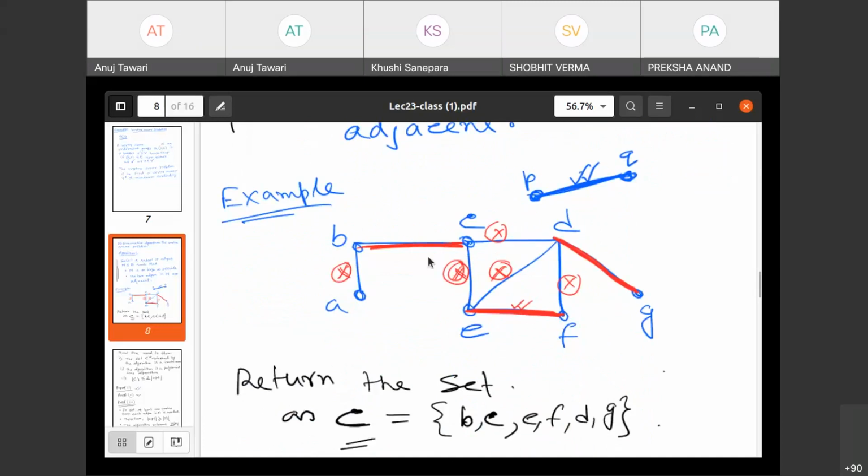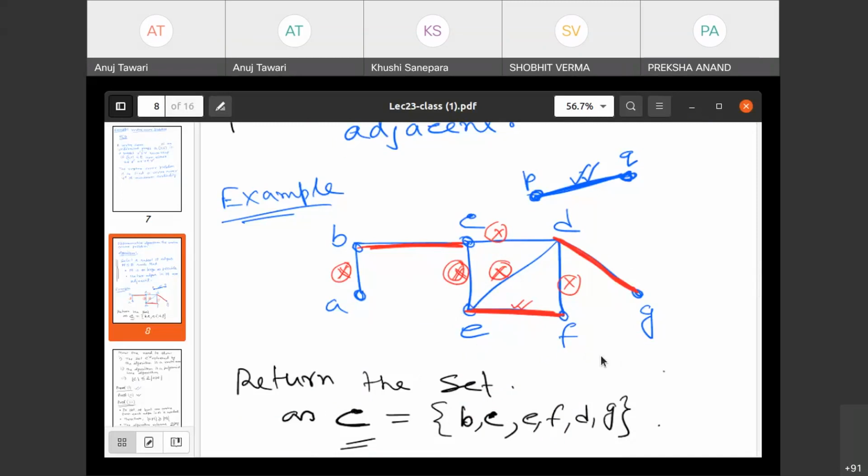So the edges which we have selected are BC, EF, and DG. Okay. So we output both the endpoints, which is BC, EF, and DG. Now, how does this chosen set compare with the optimum vertex cover?